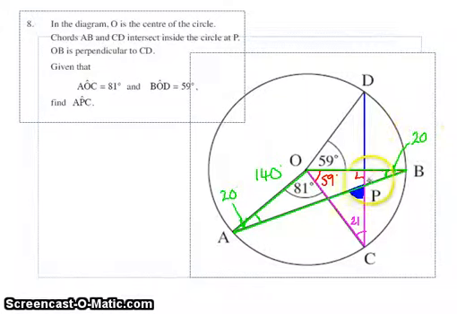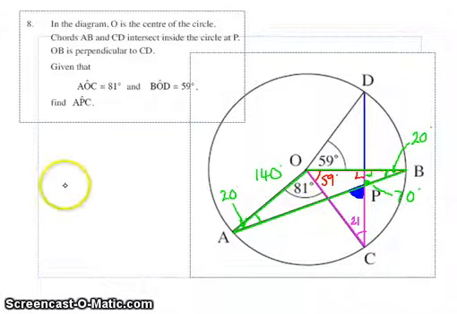Now it looks like using my opposite angles might work better here, because if that's 90 degrees, that also must be 90 degrees. I've got a little right angled triangle here, it's only a small one. 20 degrees, 90 degrees. That means that little angle there must be 70 degrees. And using opposite angles, we know that the angle APC, which we're after, must also be 70 degrees.